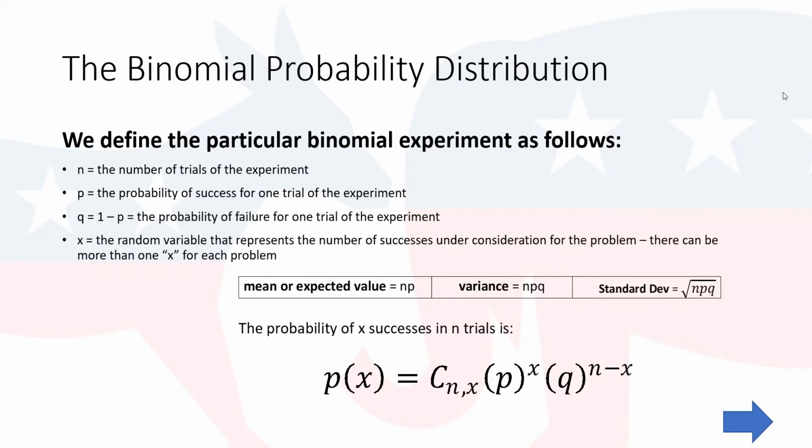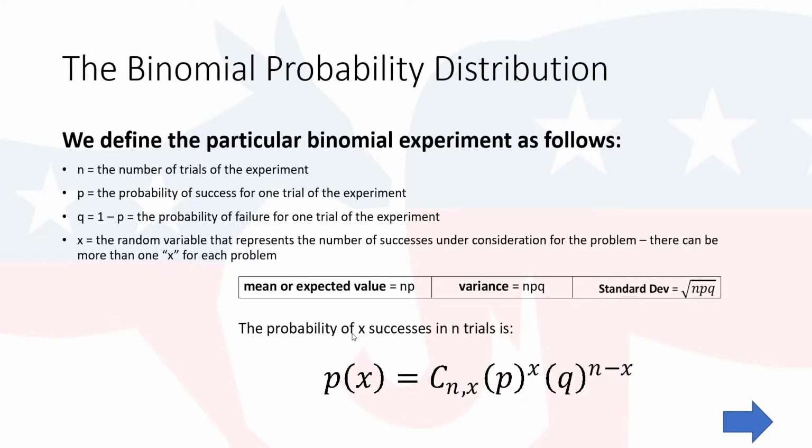So, as I already said, we define the parameters for the particular binomial experiment as follows, but then we also have something called the mean, or expected value, or expectation of the experiment, and that we just take n, which is the number of trials, times p, which is the probability of success for each trial. Now that only works for what we call binomial experiments. The variance is simply n times p times q, and the standard deviation is the square root of the variance, which is the square root of n times p times q.